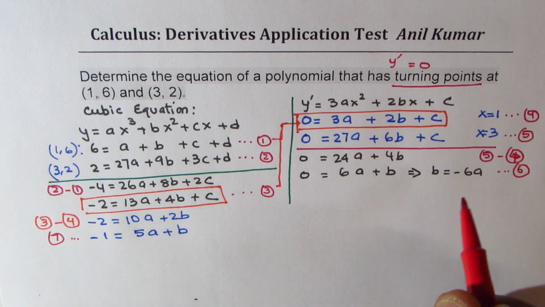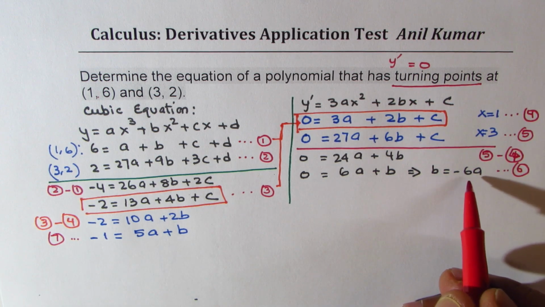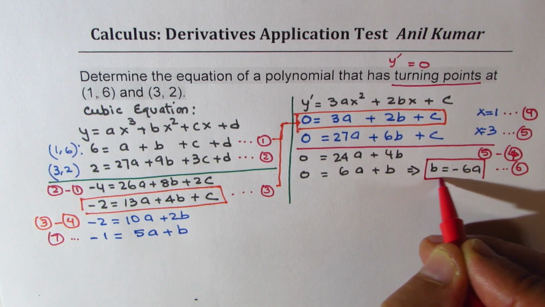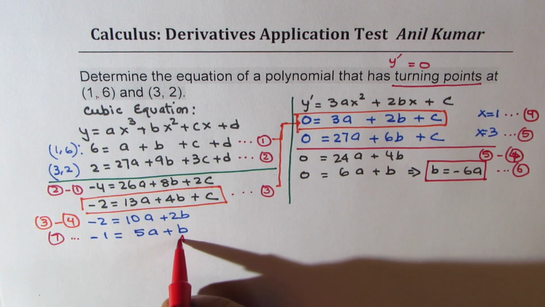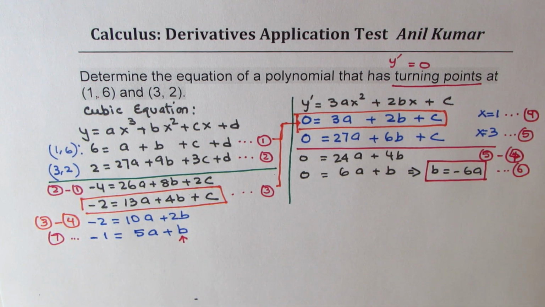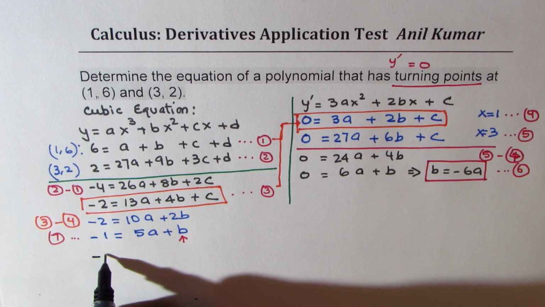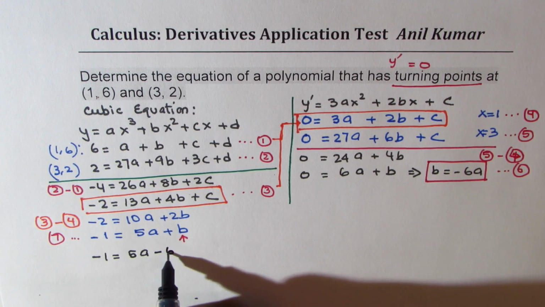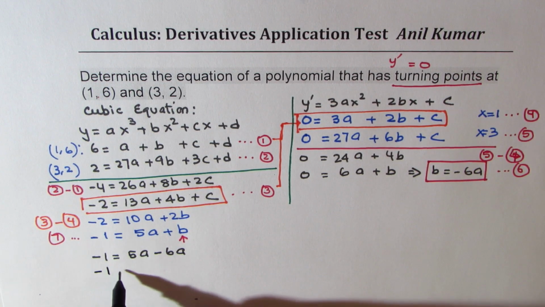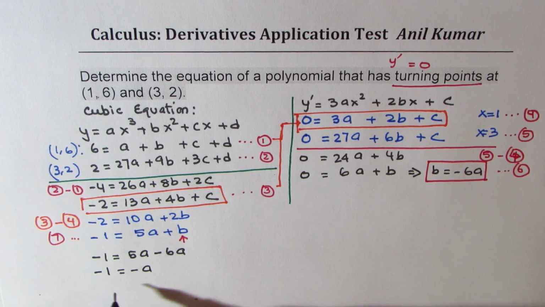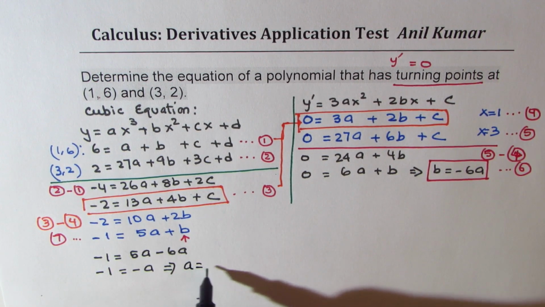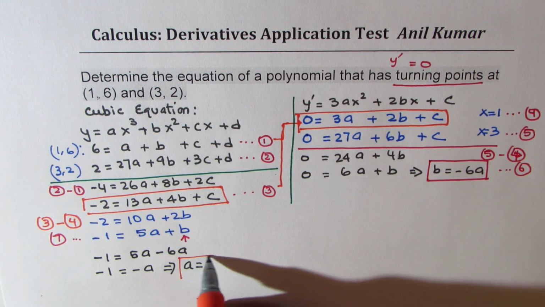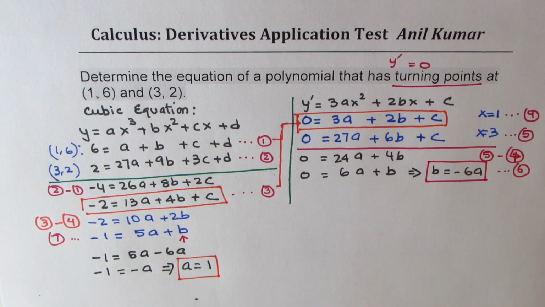Correct. So we could substitute b equals minus 6a and solve. So we know what b is. b is minus 6a. We'll substitute this value of b here in equation 7, right? So what we get is minus 1 equals 5a, and b is minus 6a, so we'll write minus 6a. So that gives us minus 1 equals minus a, and that means the value of a is 1. Correct. So now we have one of the coefficients. The leading coefficient a is 1 for us.